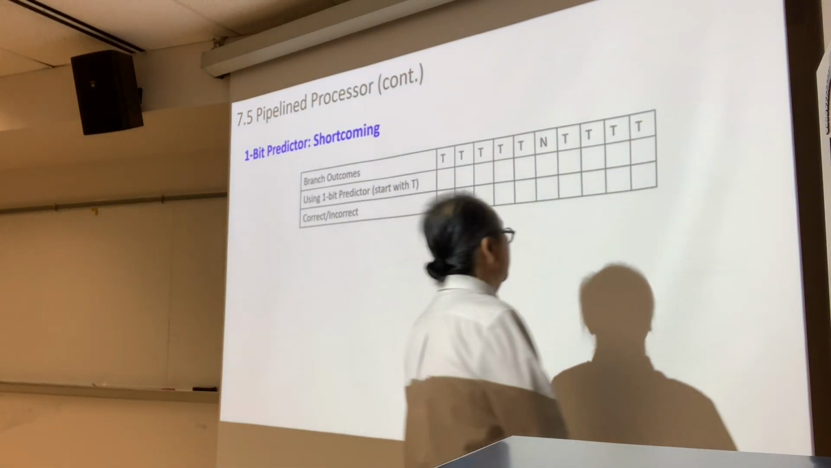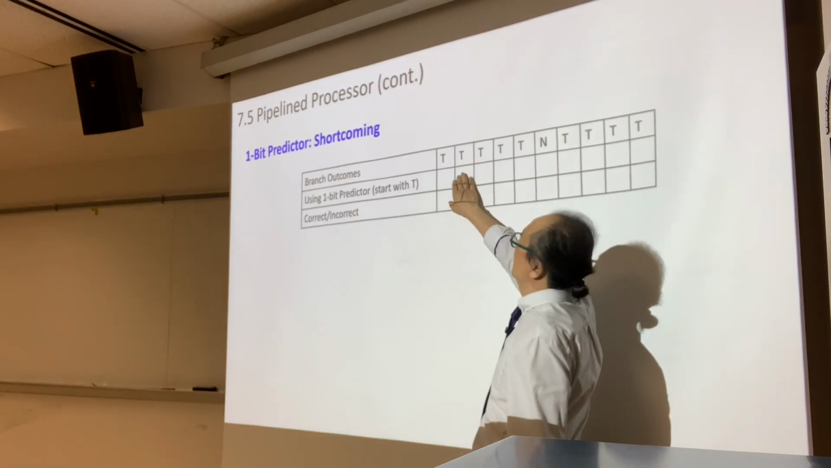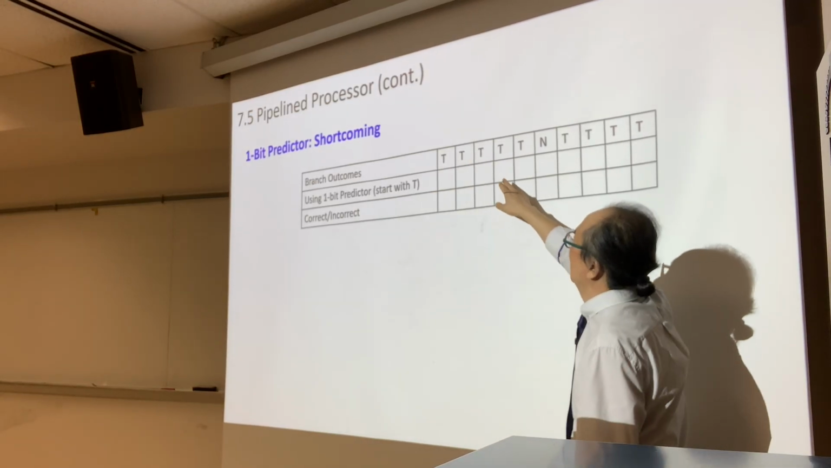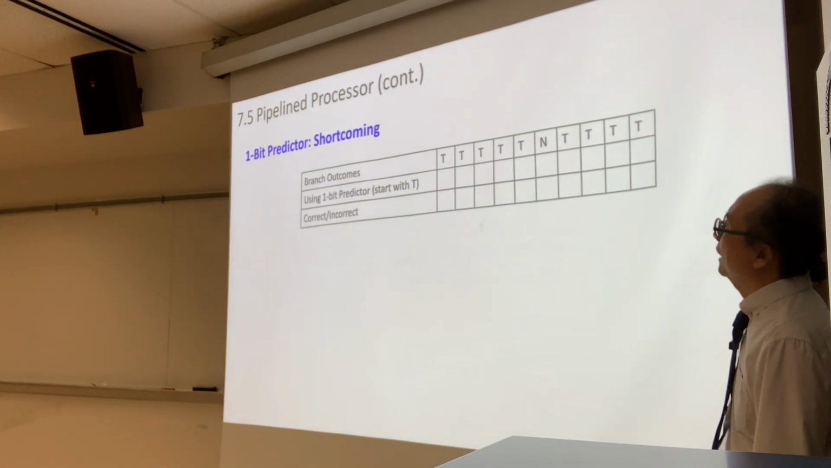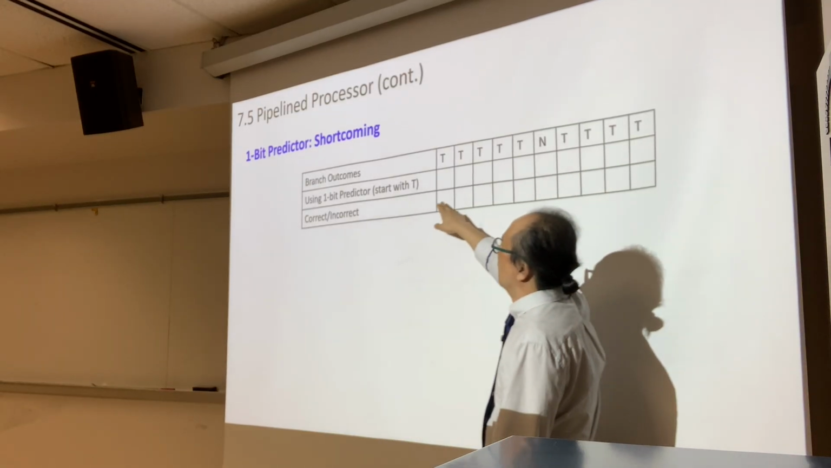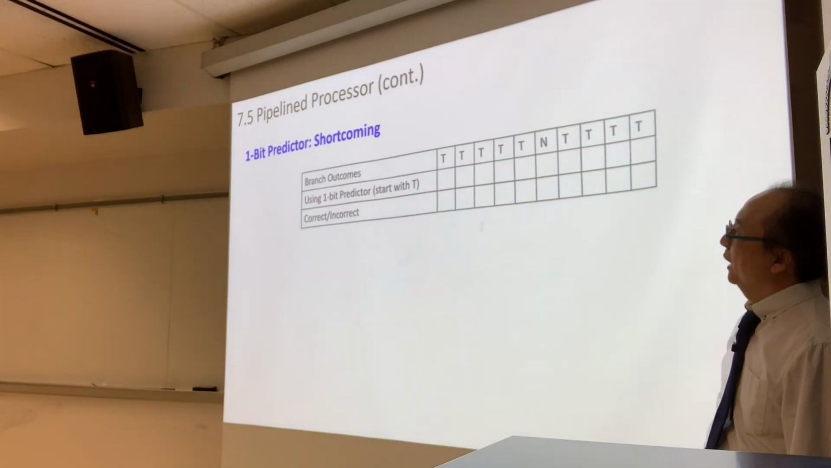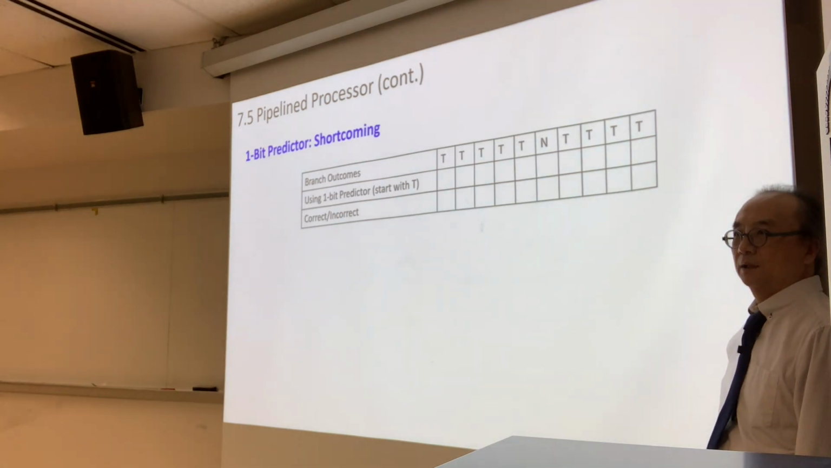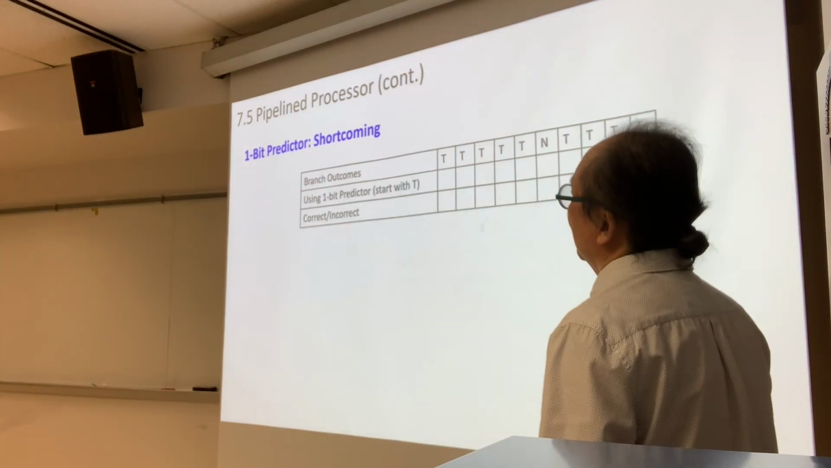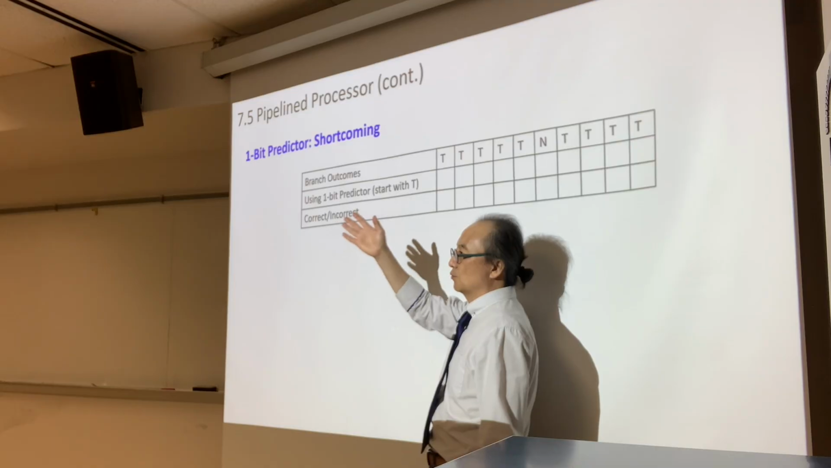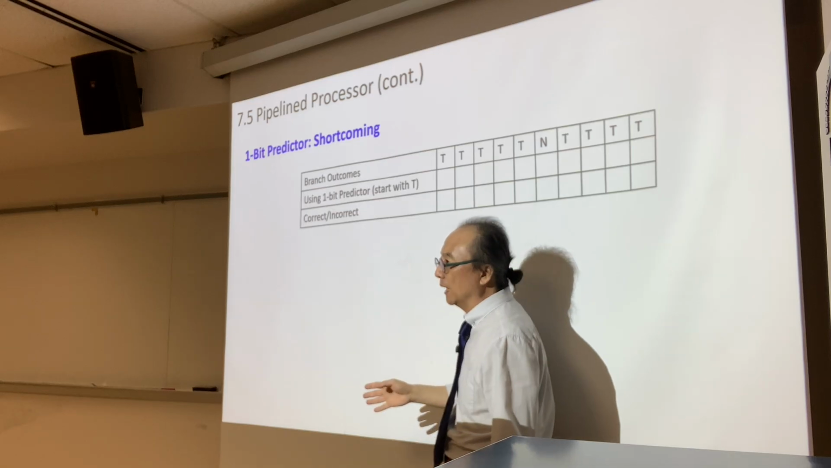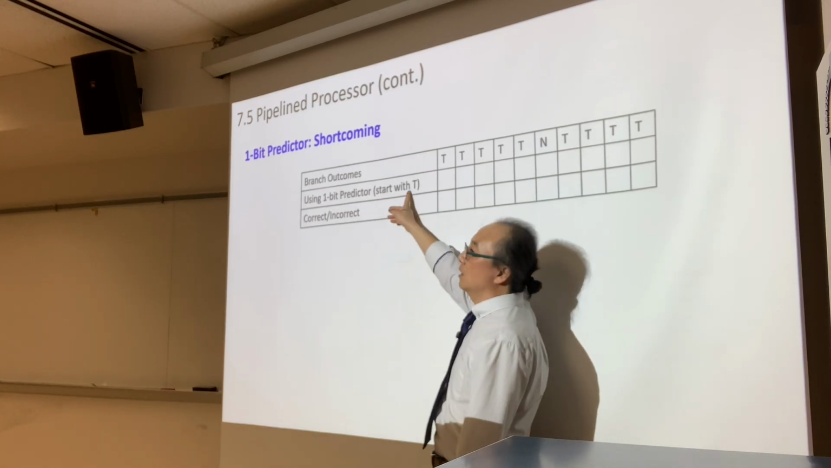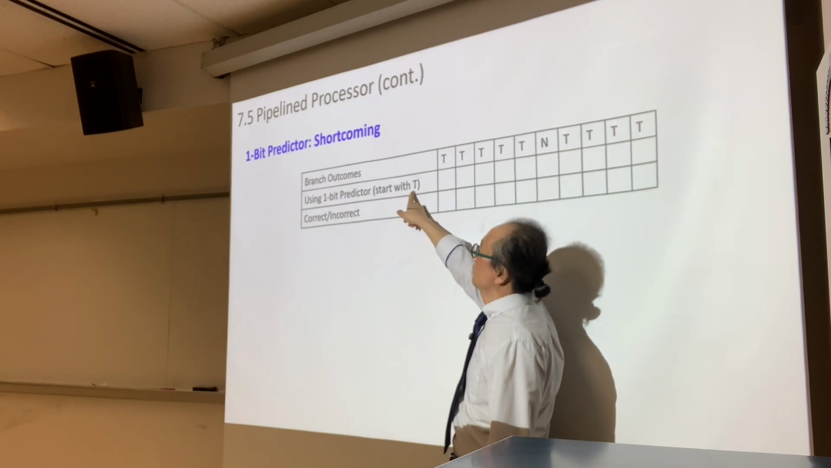So we're going to look at 10 branch outcomes. T is taken: 1, 2, 3, 4, 5 taken, and N is not taken, followed by 4 taken. That's the actual branch outcome. We're going to use a 1-bit predictor in the second row, and the third row is going to tell us whether our branch prediction was correct or incorrect. With a 1-bit predictor, if my prediction is right, I keep my decision. If my prediction is wrong, I change my mind. That's basically it.